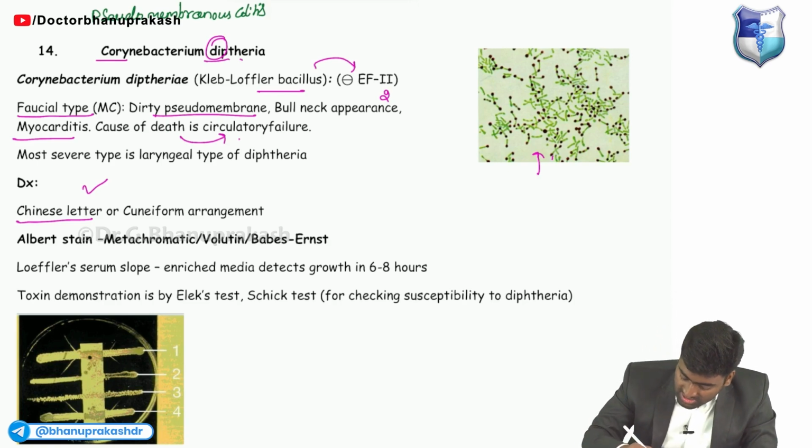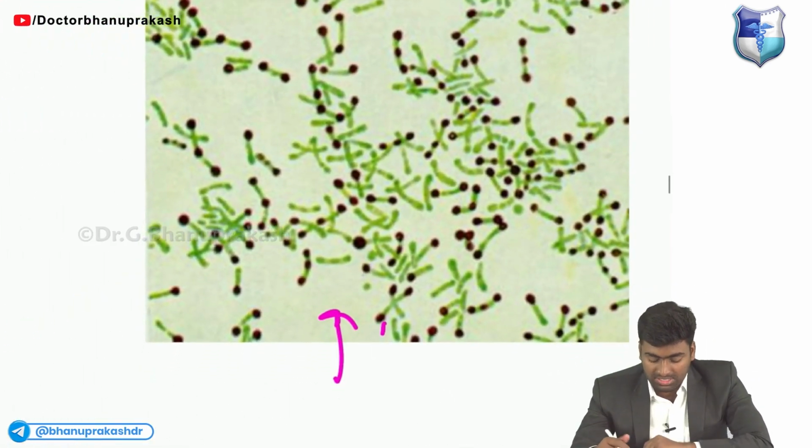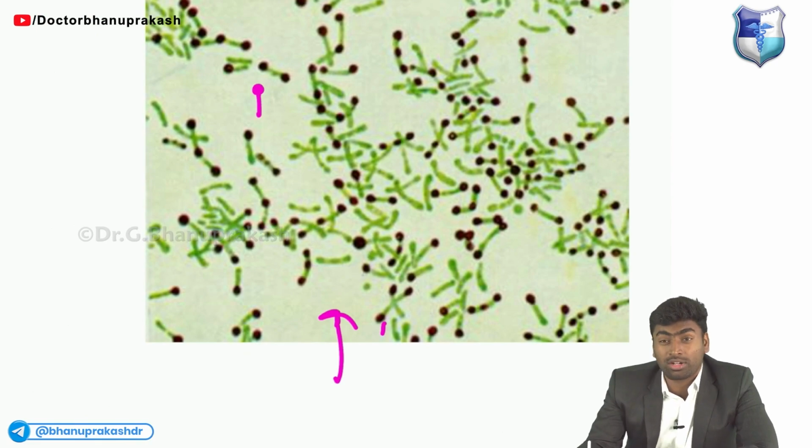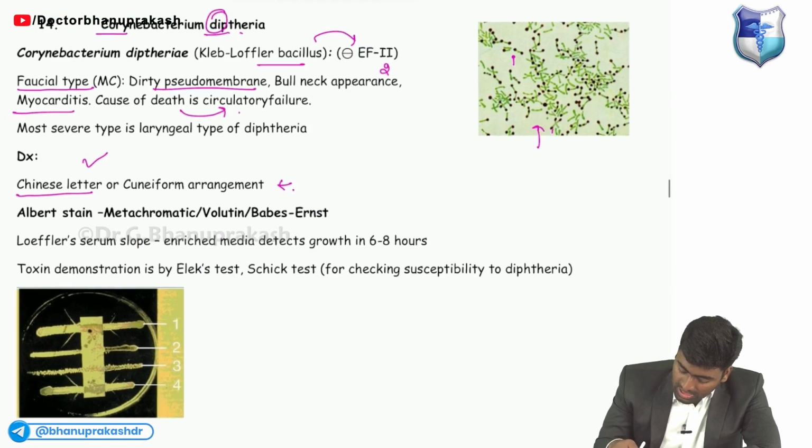So this is the Chinese letter pattern where you will see, and when you zoom it out, you will be able to see around the ends of these Chinese letters the presence of granules. What do we call this type of granules? We'll call them metachromatic granules, also known as volutin granules, also known as Babes-Ernst granules.